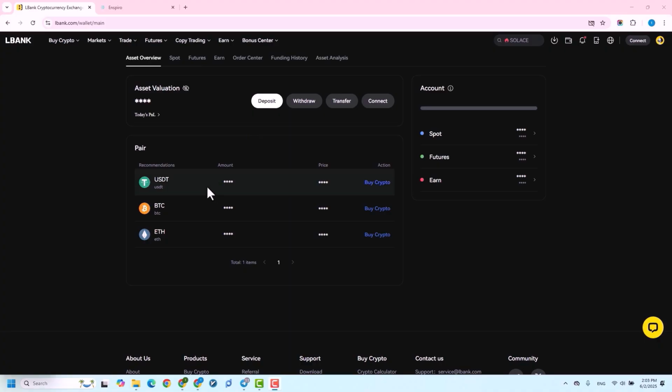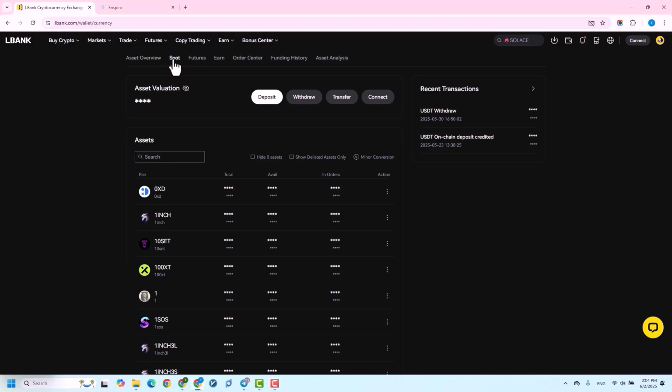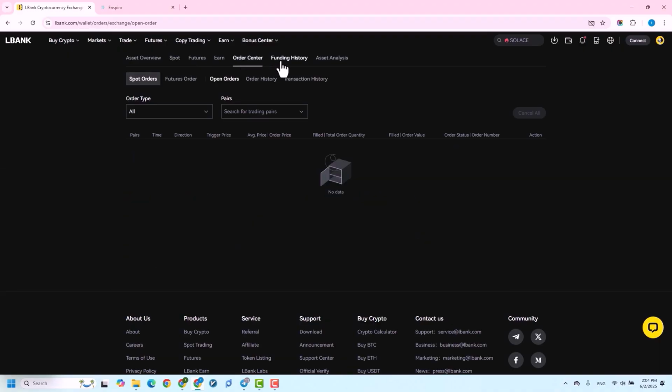This section includes main tabs at the top of the page, where the Spot option displays the assets held in your spot trading account. Futures shows the assets used in your futures trading account. Earn relates to assets that have been deposited to earn interest, and the Order Center section gives you access to your order history. The Funding History section pertains to the history of your deposits and withdrawals, and Assets Analysis provides analysis and charts of your asset performance.